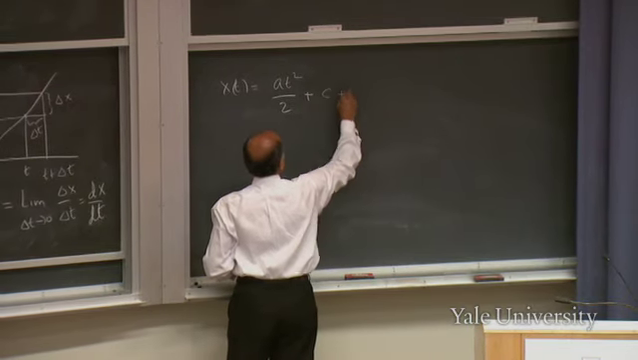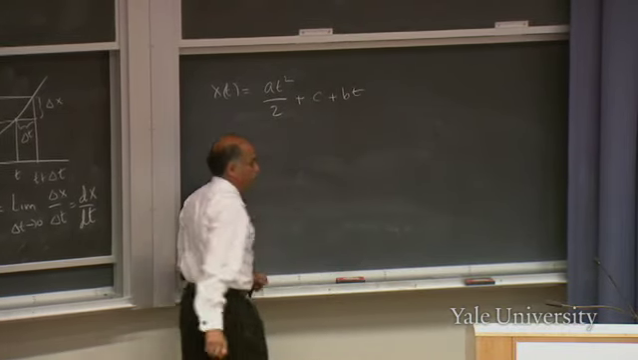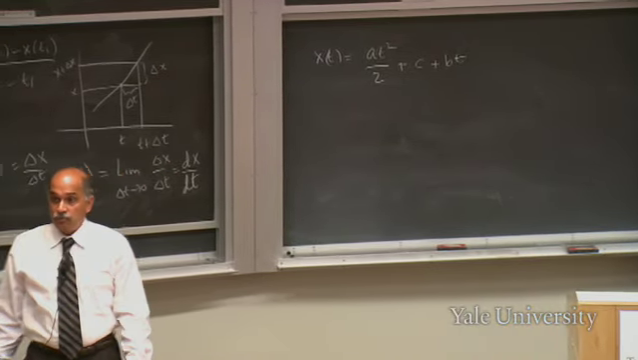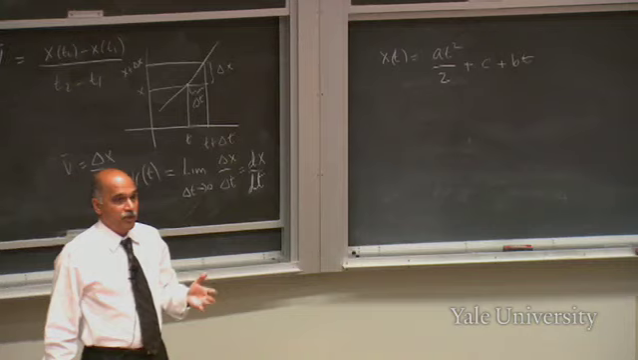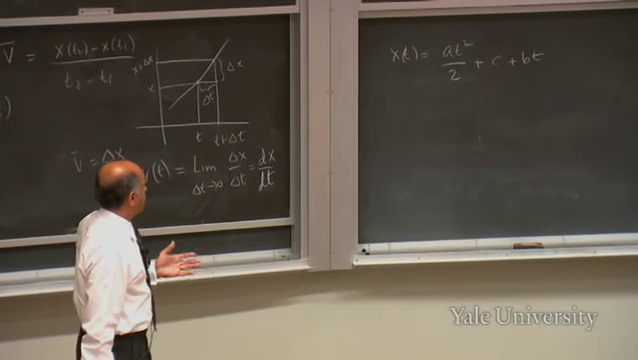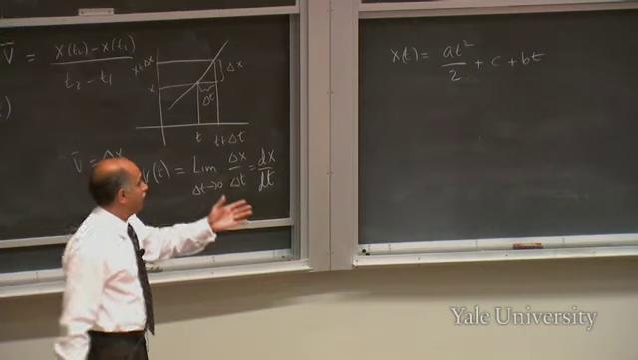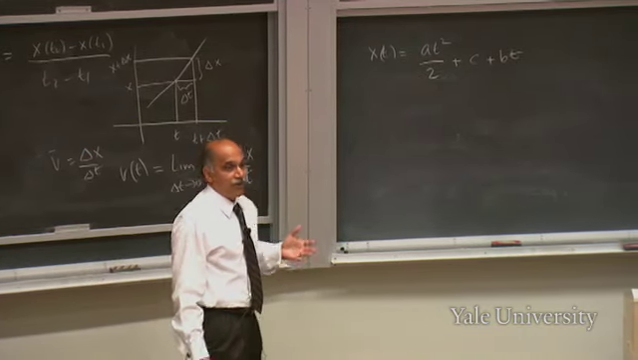plus c plus bt. It is true, mathematically, you can add two numbers, but you got to ask yourself, what am I doing as a physicist when I add these two numbers? What am I supposed to do with a and b? I mean, with this b and c? What value should I pick?